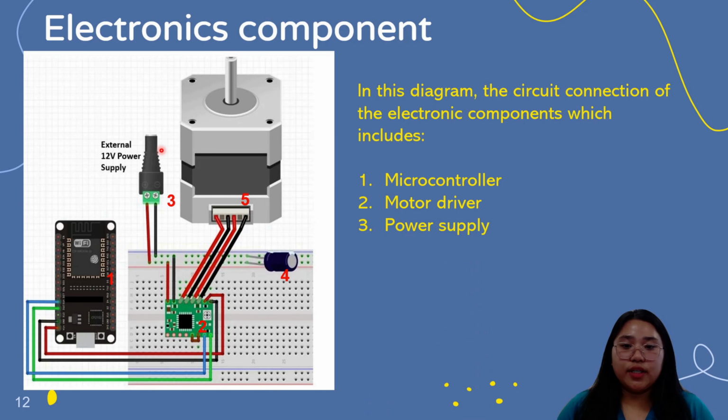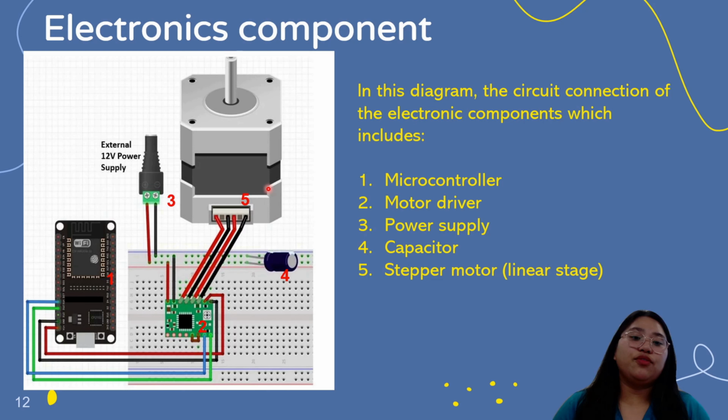And then third is the power supply. This external power supply supplies the power that will be used by our linear stage. And then we have a capacitor to help stabilize the power that we are feeding through to our stepper motor. And of course, lastly, we have the stepper motor, which in our case is the linear stage.